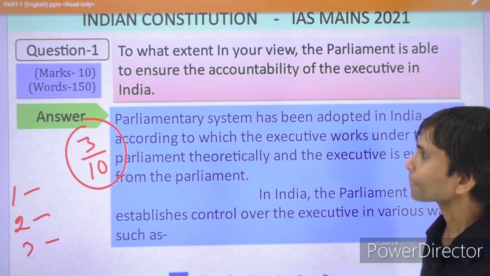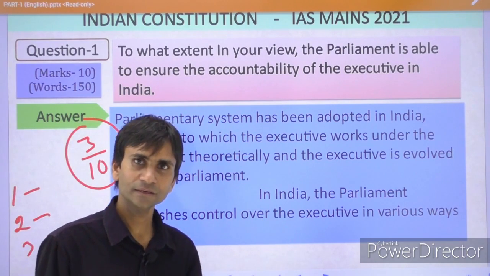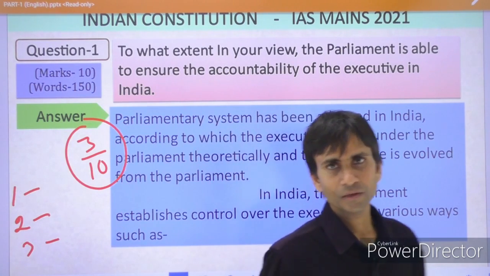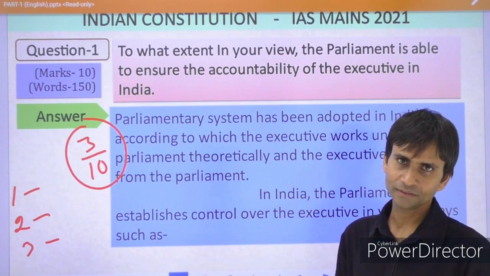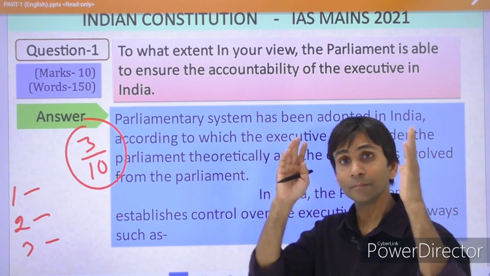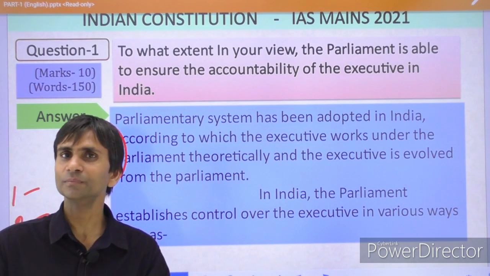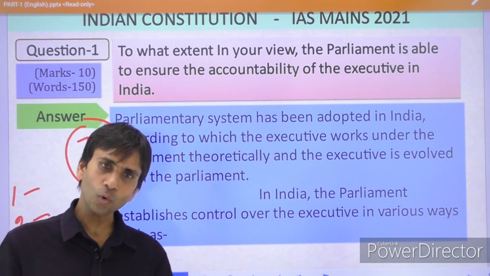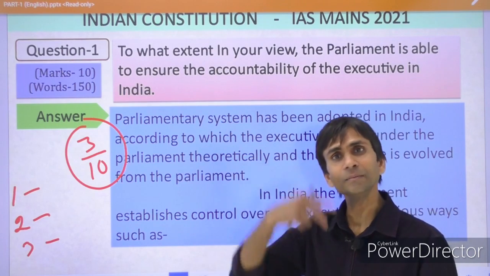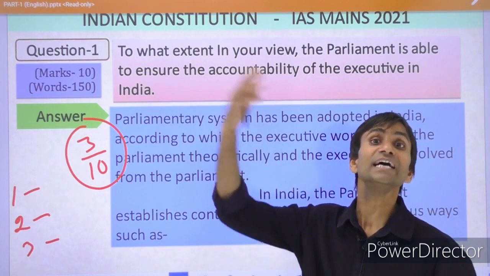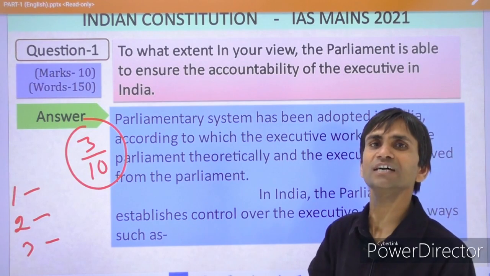And the third is, parliament ensures the accountability of the executive through the question-answer session. Members of the opposition ask different kinds of questions from the executive or the members of the ruling party, and through the questions they make them more accountable toward the parliament, toward the country, toward the people of the nation. If they are not able to answer sufficiently, definitely they are under mental pressure to answer next time. So the executive cannot try to escape from the question-answer session.